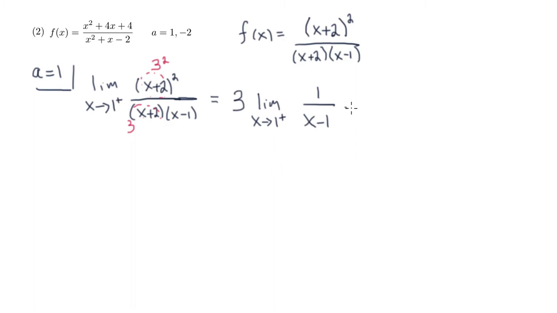So that means in the limit, this is going to infinity, and multiplying by 3 is not going to change infinity. 3 times a really large positive number is still a large positive number. So the limit is infinity. Now what about the limit as x approaches 1 from the left? Well, we're going to do the exact same thing.